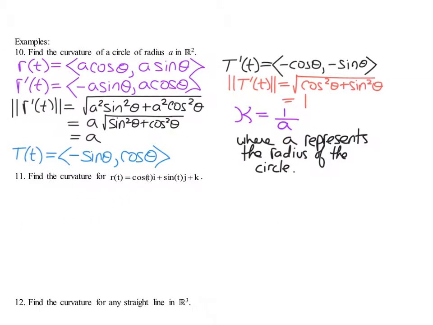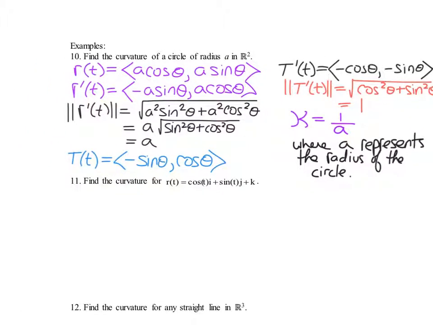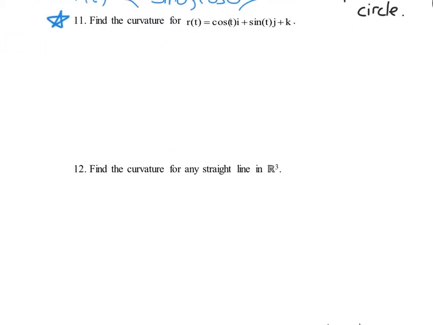So the next one, same general idea, except you're dealing with something in 3 space. And it's got a little bit of a different sort of feel to it. But then the curvature for any straight line in R3. So I'm going to put a star on number 11. Number 12 I'm actually going to get you set up on, because step 1 on this is probably the hardest thing. And then after that, I think it'll all kind of make sense from there.